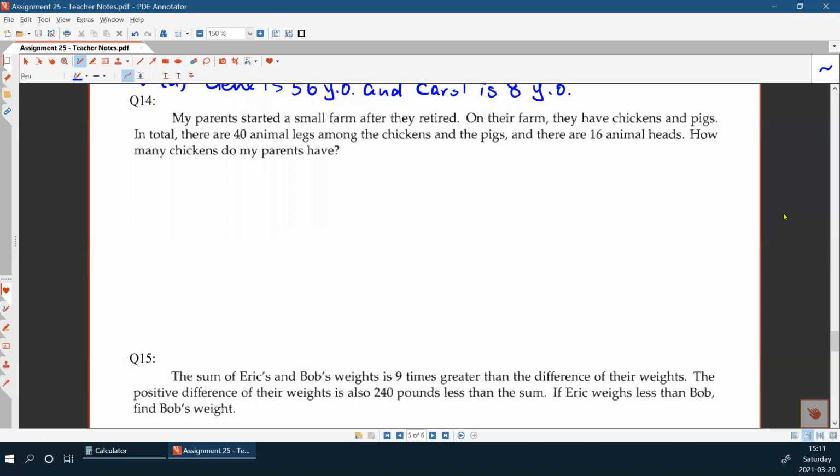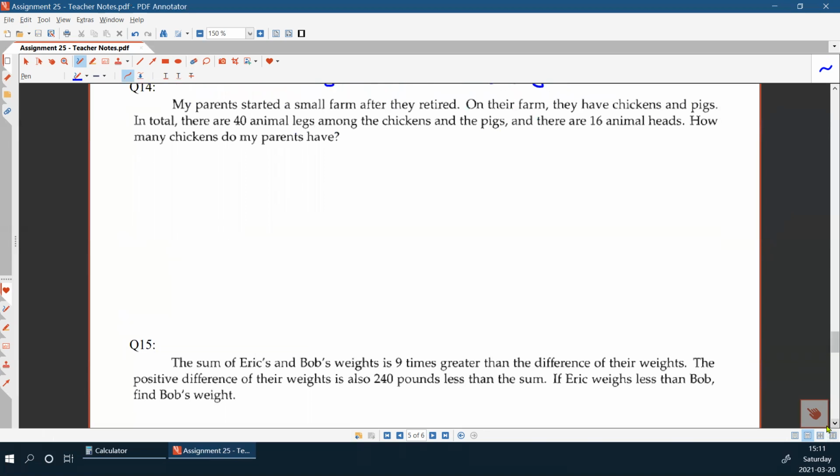Okay, my parents started a small farm after they retired. On their farm, they have chickens and pigs. In total, there are 40 animal legs among the chickens and pigs, and there are 16 animal heads. How many chickens do my parents have?